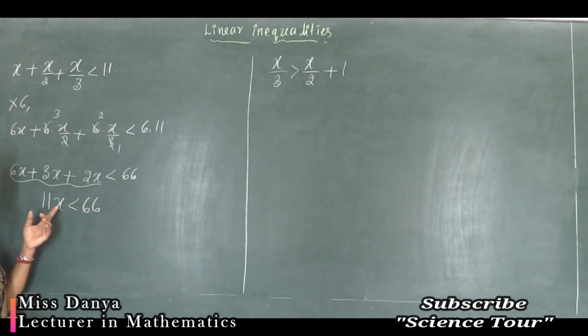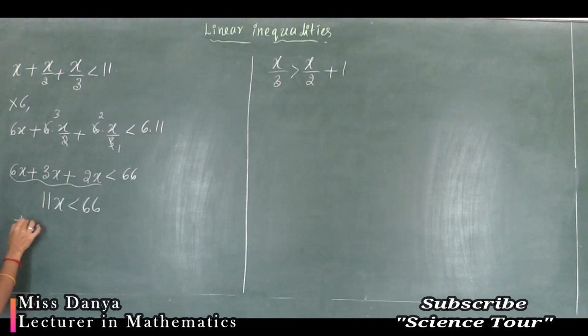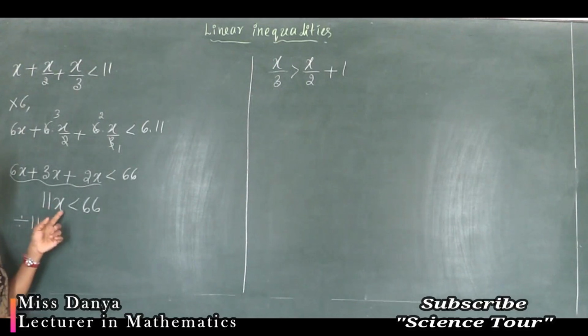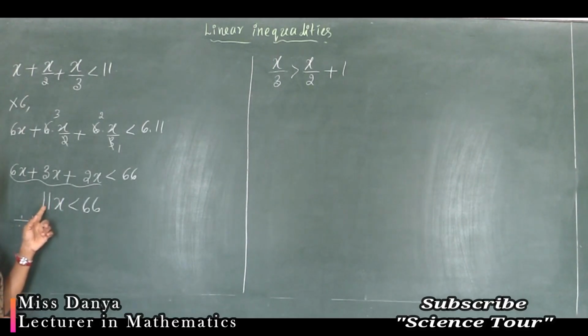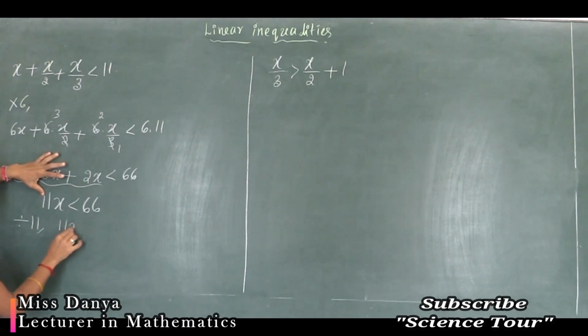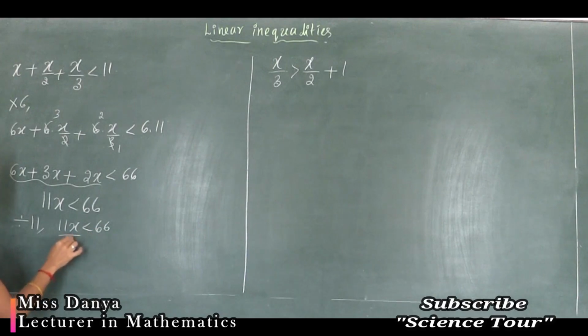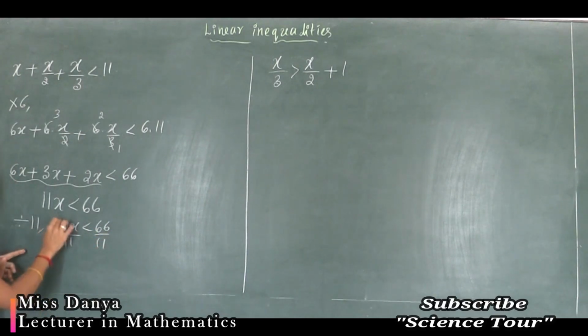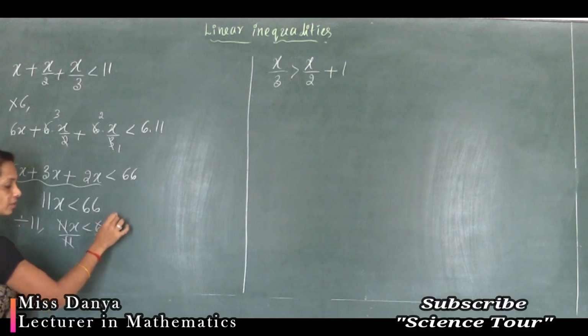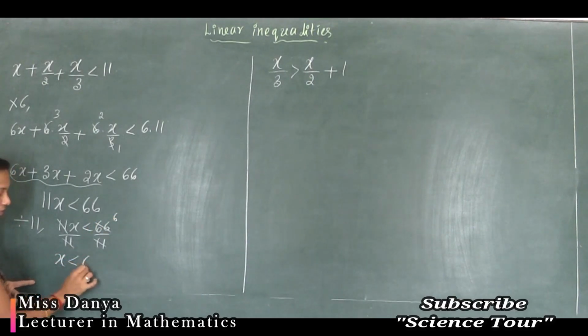Now you have to keep only x on the left side, but here into 11 is there. To cancel that, you have to divide throughout this inequality by 11. Always you have to make the x coefficient 1. Suppose the coefficient of x is other than 1, then you have to divide by that same coefficient. Now 11 is multiplied, so by the same number you have to divide both sides of this inequality. So 11x less than 66, divide by 11 on both sides. 11 by 11 cancels, 11 sixes are 66. So x is less than 6.